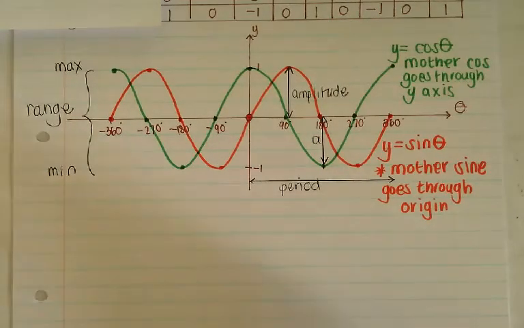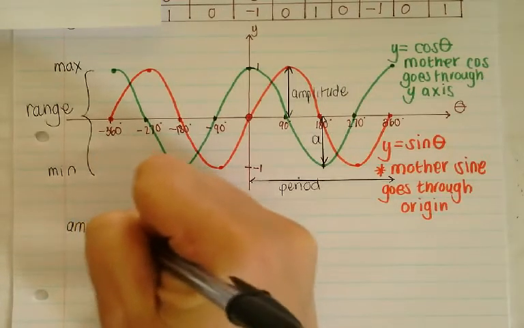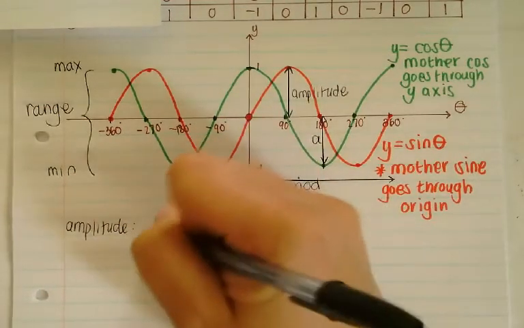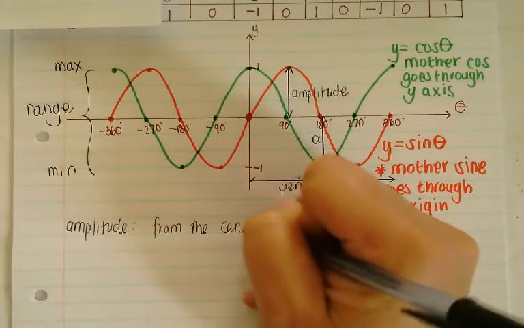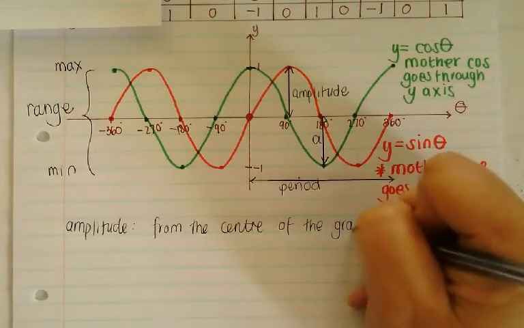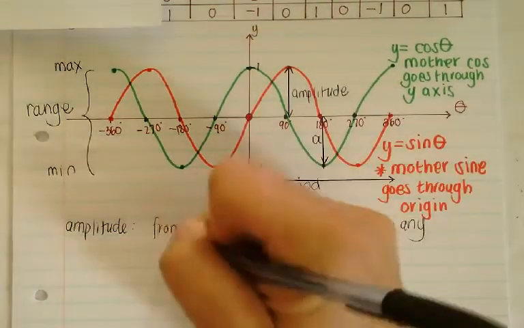So we'll write that down. Amplitude: from the center of the graph to any extreme.